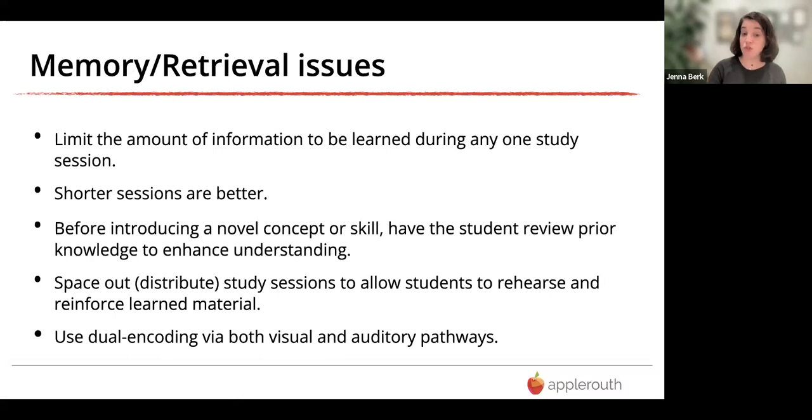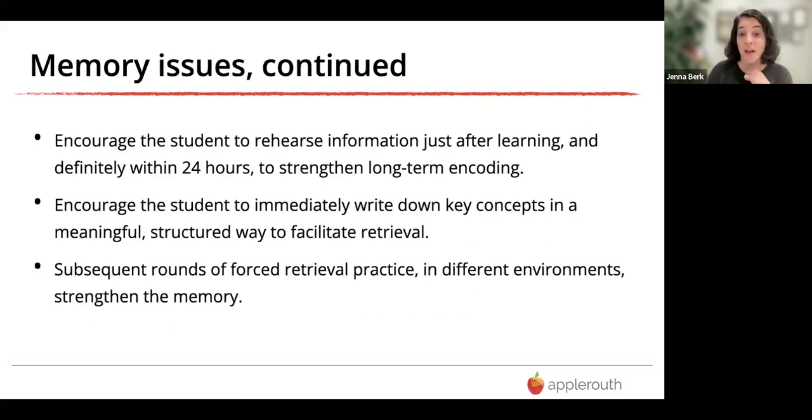So doing something visually and something auditorily so that you've got two different ways of remembering it. You want to rehearse that information just after learning, definitely within 24 hours. So if I learned about the Visigoths today, I'm going to want to recheck in with that information tomorrow. Have the students write down key concepts in a meaningful and structured way, and then forced retrieval in different environments.